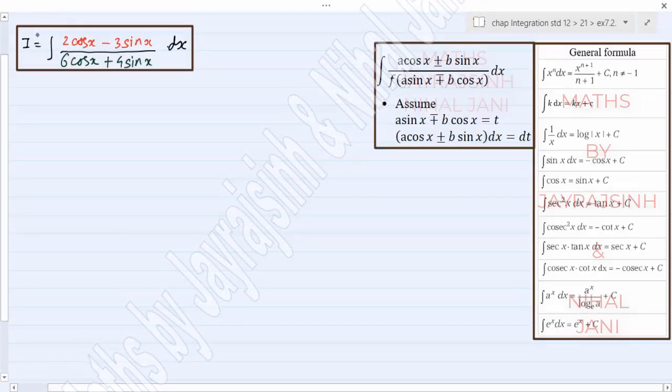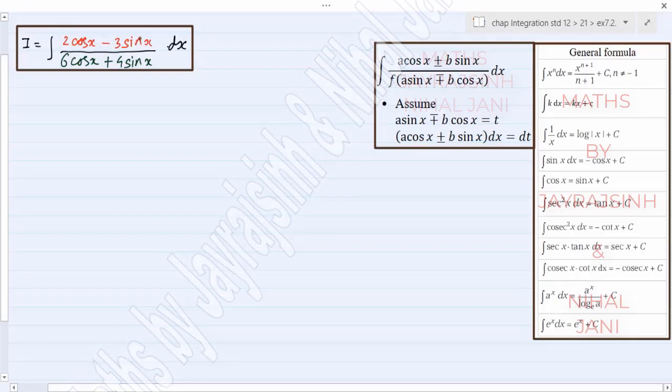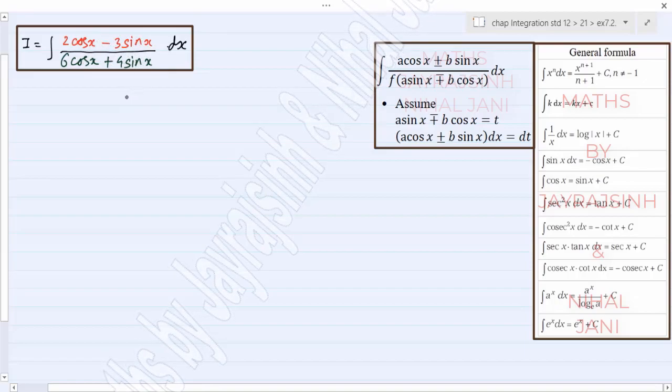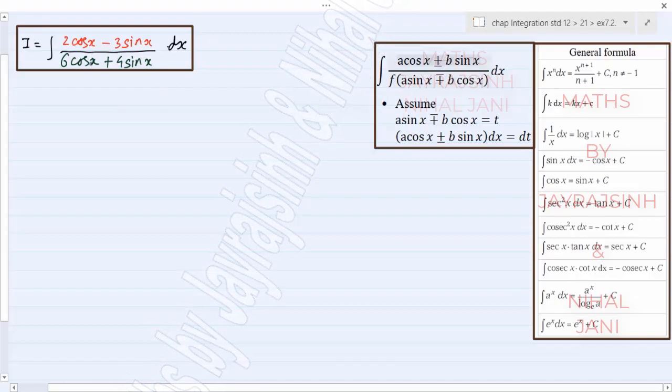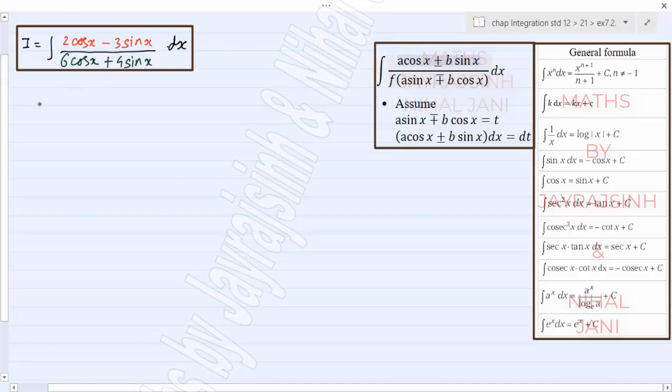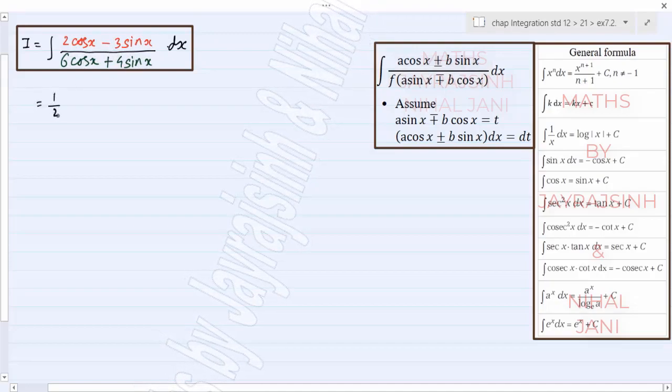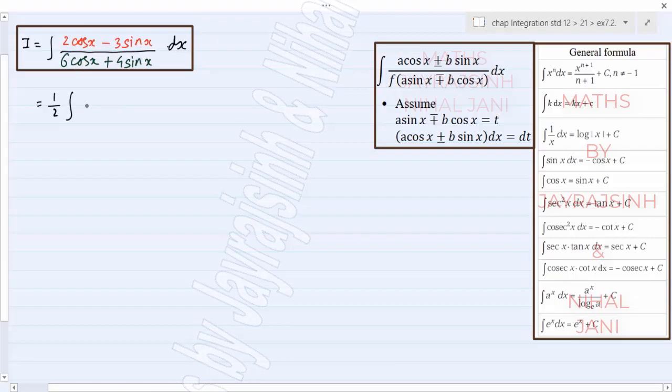In this question, you have to find the integration of (2 cos x minus 3 sin x) upon (6 cos x plus 4 sin x), which is in the form of (a cos x plus or minus b sin x) upon a function of (a sin x plus or minus b cos x). To set the differentiation of the denominator in the numerator, first of all, we have to take 2 common from the denominator.